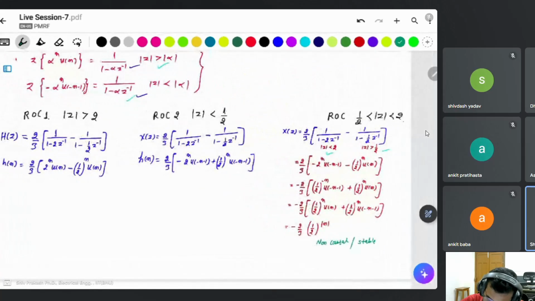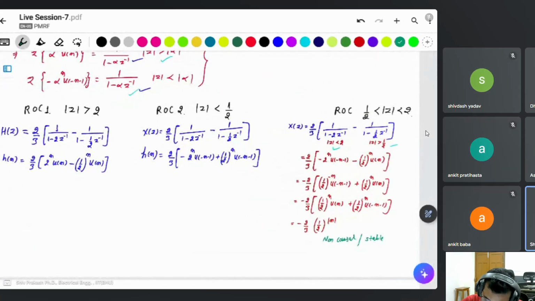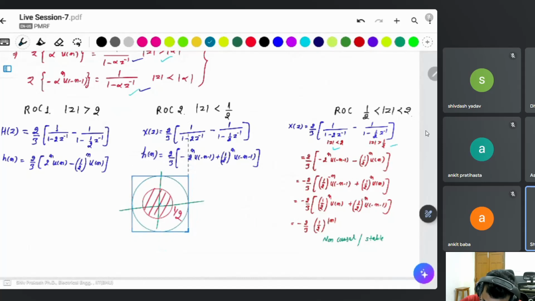But in this condition, the ROC is inside the circle. Inside the circle, it means inside the half circle. If there is a half, the ROC lies between them. But the unit radius circle is the outer ring of this one. That's why the ROC is not including the unit radius of the system. That's why this system will be an anti-causal and unstable system.